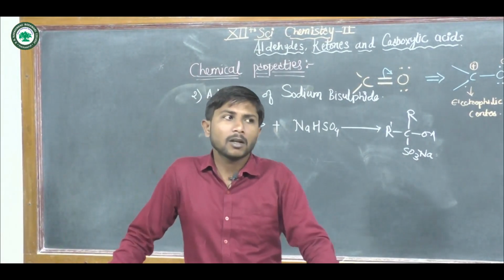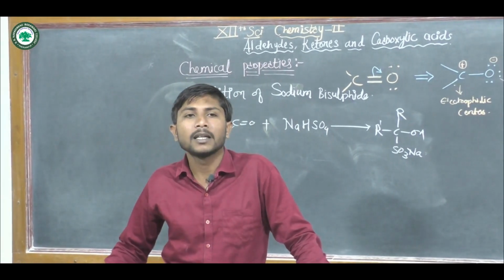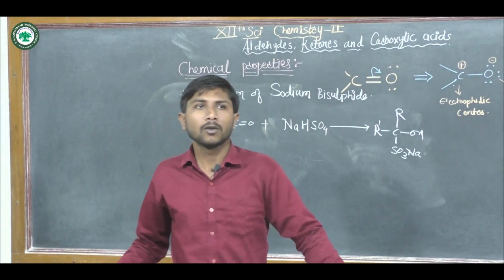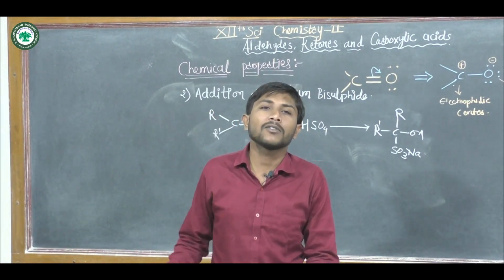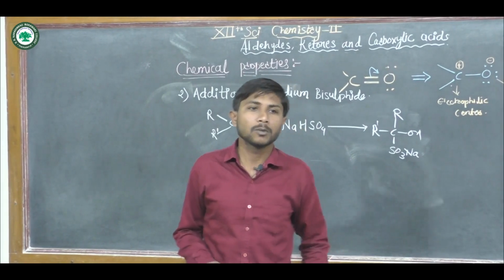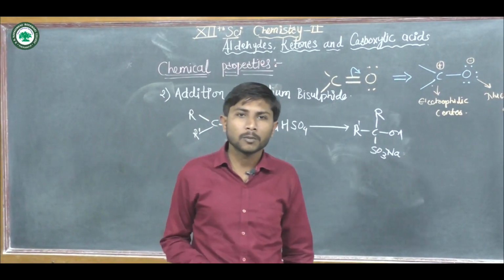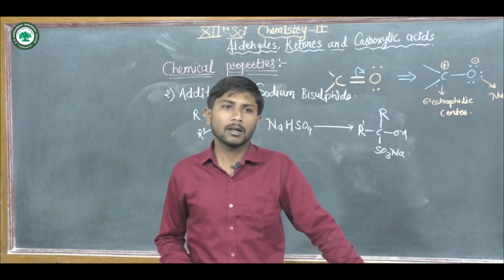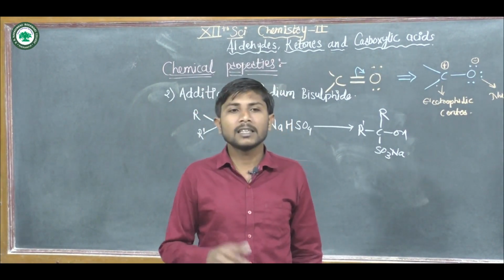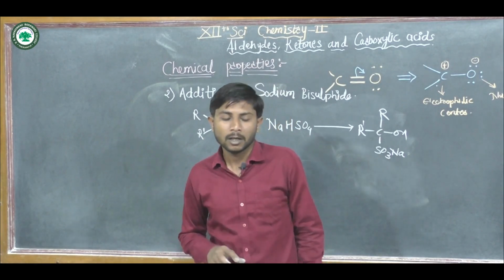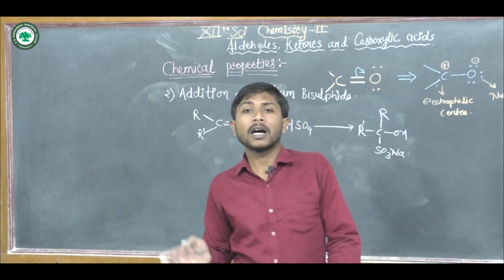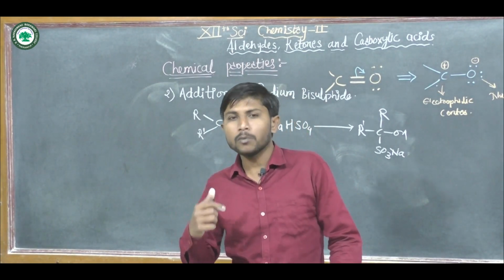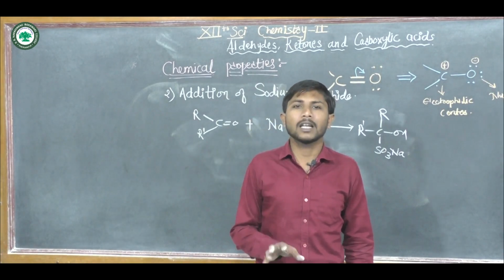Then the next, very crucial reaction of aldehydes and ketones is the addition of alcohol, where there is a formation of hemiacetal or hemiketal. What is a hemiacetal or hemiketal? The reaction between the carbonyl carbon and the hydroxyl group of an alcohol results in an unstable intermediate product, the hemiacetal. When it again undergoes addition with the next alcohol, there is a formation of acetal or ketal.